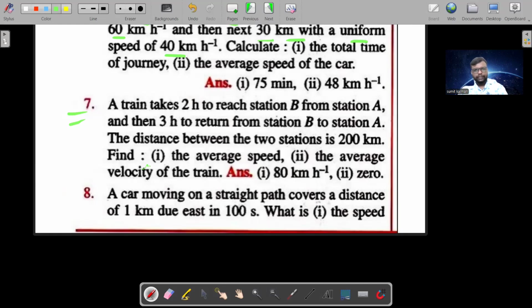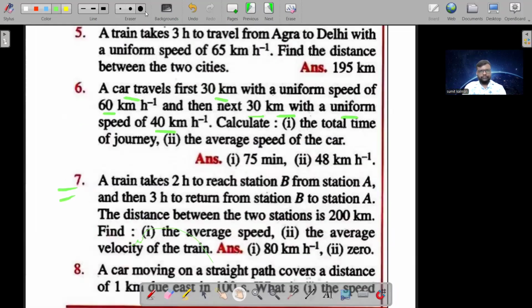Oh wait, there is one part left. Problem 6, second part. What are they saying? They are saying to calculate the average speed of the car. So how do we calculate the average speed of the car? Average speed is equal to total distance, that is d1 plus d2, the two distances, upon total time, that is t1 plus t2. So what is the total distance here? 30 plus 30, 60 kilometer.